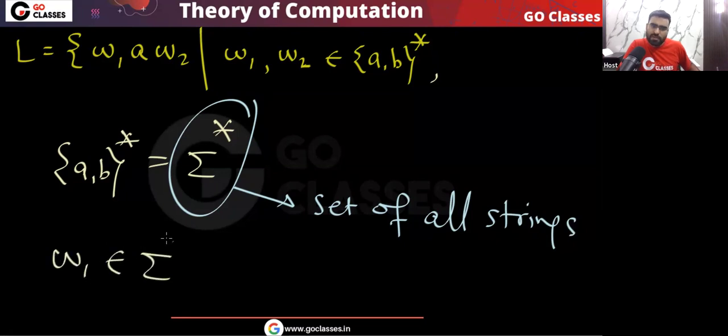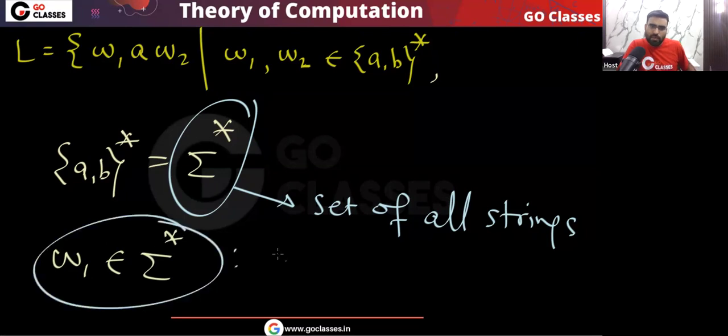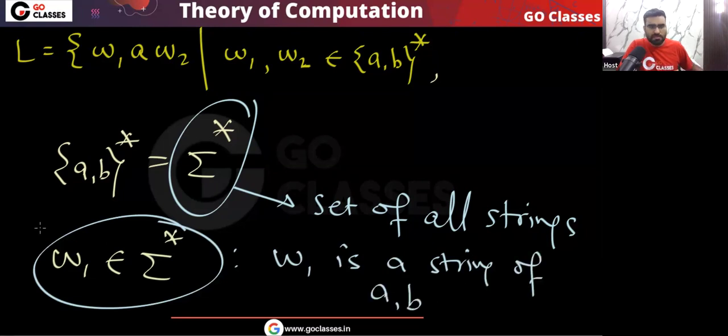What does this mean? This means W1 is a string over A, B. Yes or no? W1 is a string over A comma B. So remember W1 is a string and W2 is also a string. This is what this statement means. Okay, because AB whole star is the same as sigma star. Sigma star is the set of all strings. So W1 belongs to sigma star means W1 is a string over A comma B. Okay, very simple.